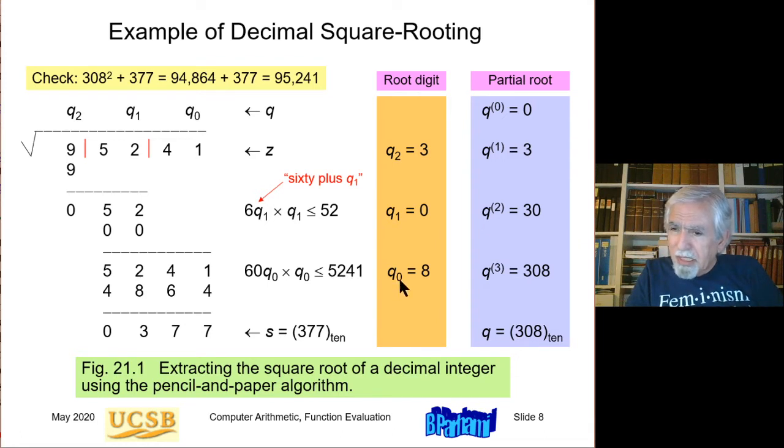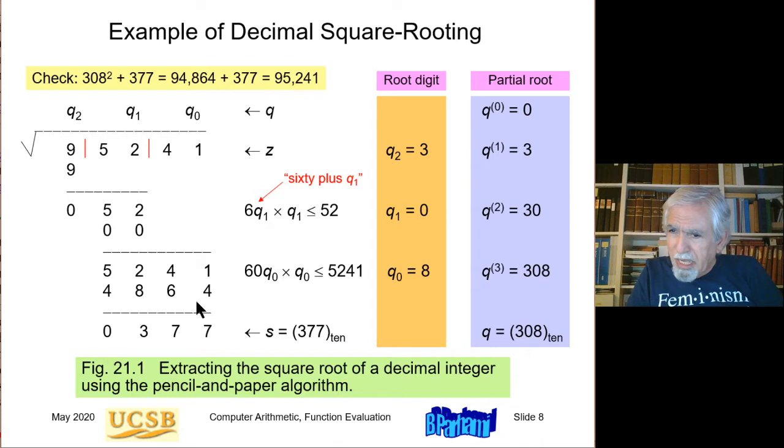It's easy to see that Q0 can be as large as 8. 8 is the largest value because we can verify that 9 is too large. 609 times 9 will be greater than 5241. 608 times 8 is less than or equal to 5241. So the next root digit is 8. Partial root, or the final root in this case, is 308.